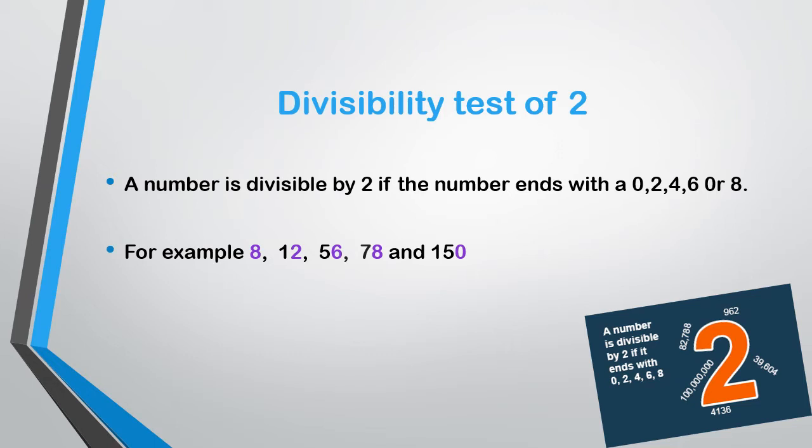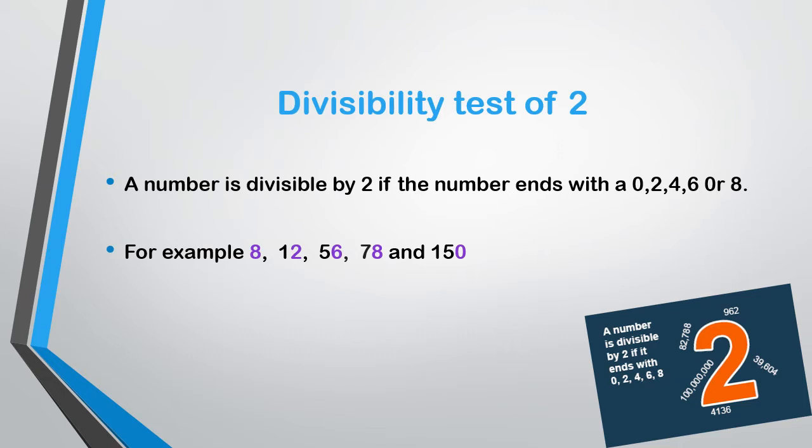Then here 12. What is the last number here? 2. So 12 is also divisible by 2. Then the next number, 56. What is the last number? 6. So 56 is also divisible by 2. Then what is the next number? 78. What is the last number here? 8. So 78 is also divisible by 2.